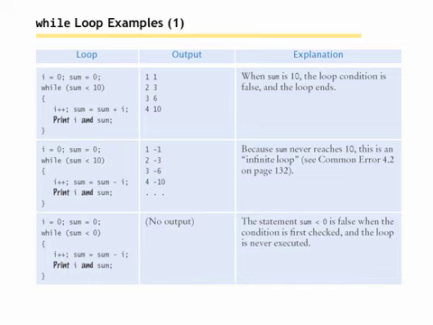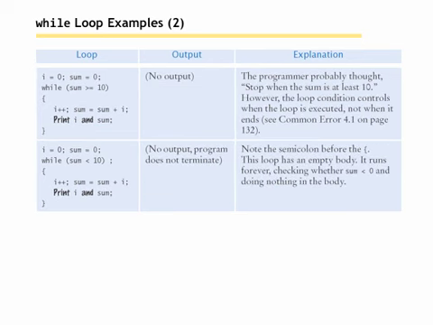In the other case, in the next example here, where we have i equals 0, sum equals 0, while sum is less than 0. Well, that expression is false the first time we encounter it, so the loop is never run at all and no output is produced. In this next case, we initialize i to 0 and sum to 0, while sum is greater than or equal to 10. 0 is not greater than or equal to 10, so again, this loop is never run at all and no output is produced.